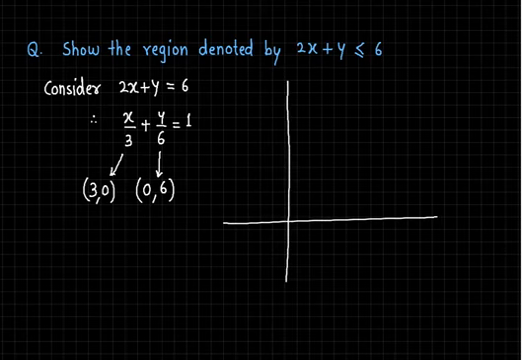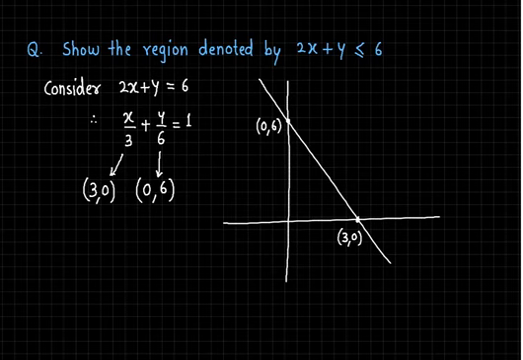So let us plot the line first. This is a crucial step. First we have to plot the line. Here we get (3, 0), and here we get (0, 6). These are the two points, and this is the line 2x plus y equal to 6. Now we have been asked to shade the region which represents the inequality 2x plus y less than or equal to 6, out of which the equality part clearly represents the line itself. So let us darken that. The line itself represents the equality, so here we darken the line.